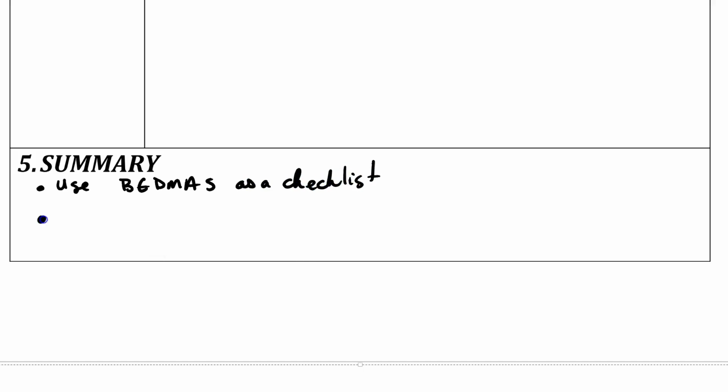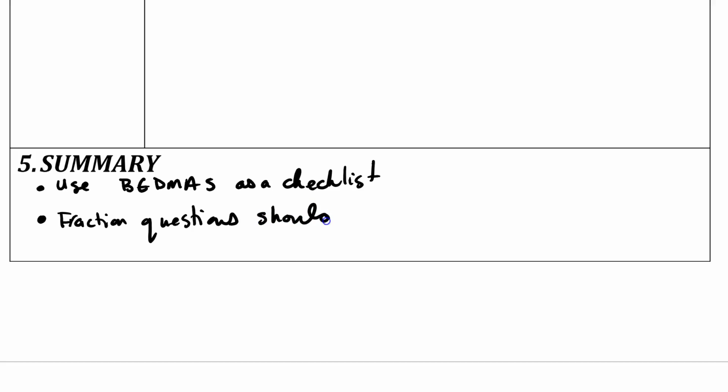So, just as a summary, let's make a few points. Use BEDMAS as a checklist. Fraction questions should be answered as fractions. In the same way, decimal questions should be answered as decimals. So if it's in decimal form, I don't want you to give me fractions at the end of it.